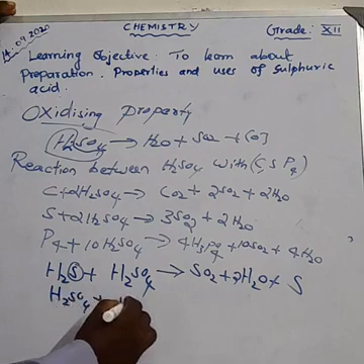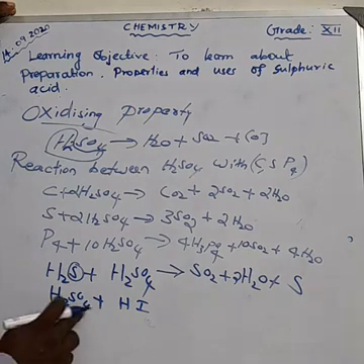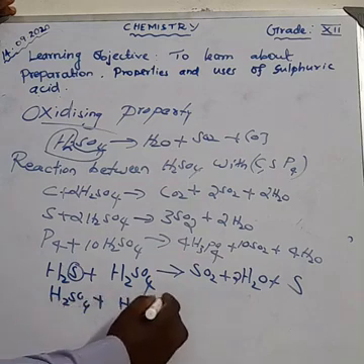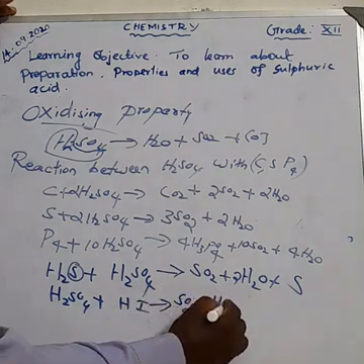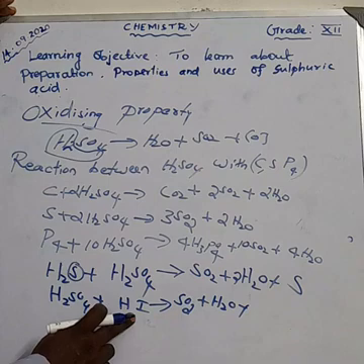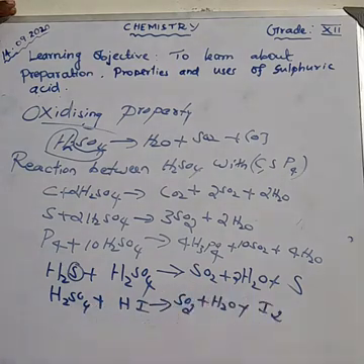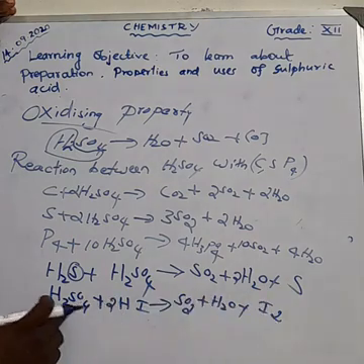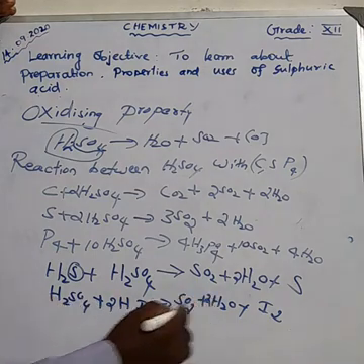and hydrogen iodide. Here also, sulfur dioxide gas is evolved and hydrogen combines with oxygen to form water, and also iodine is liberated. How can we balance the equation? The I2 molecule is there, so make it 2 here, and this hydrogen 2 plus 2 is 4, so make it 2 here. Now the equation is balanced.